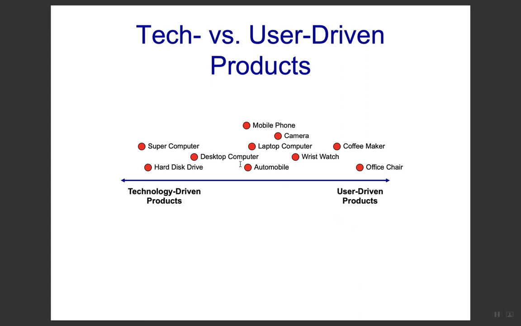So one example, if you look at technology-driven products, the supercomputer, hard disk drive, desktop computer, mobile phone, etc. I think these are more on technology because those products are driven by advanced technologies, right? But if we look at office chair, coffee maker, watch, why are they more on user driven? Because they are more on function, and the function depends on what is comfortable to the users, right?